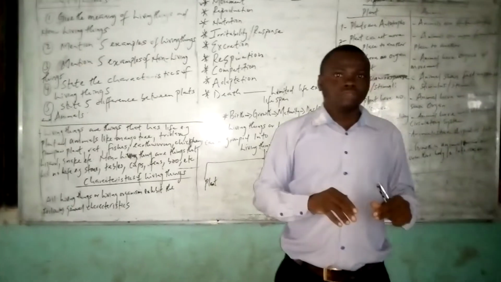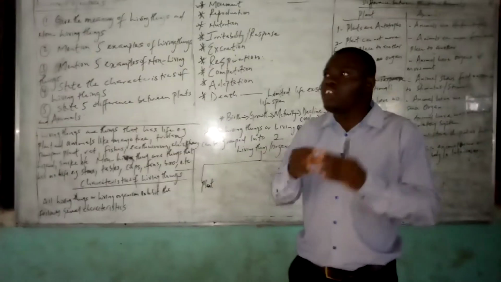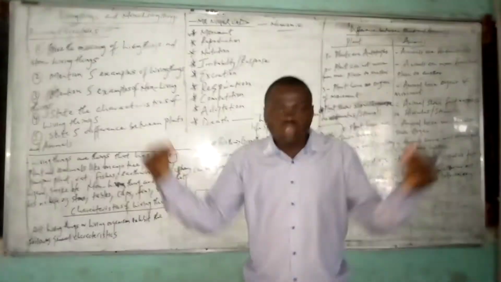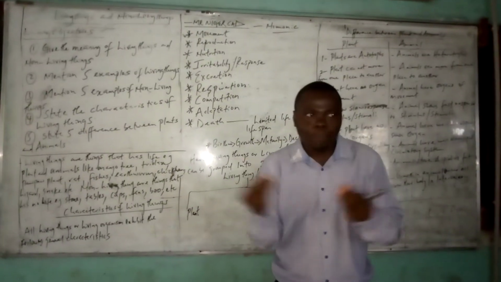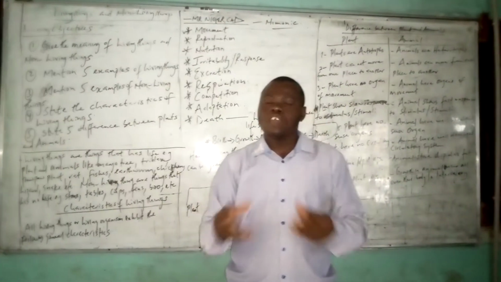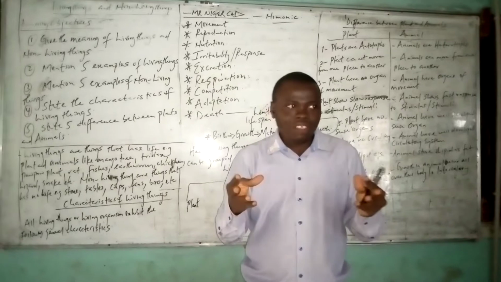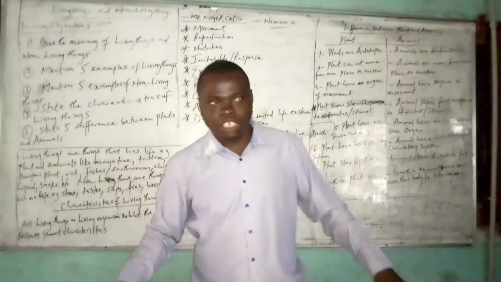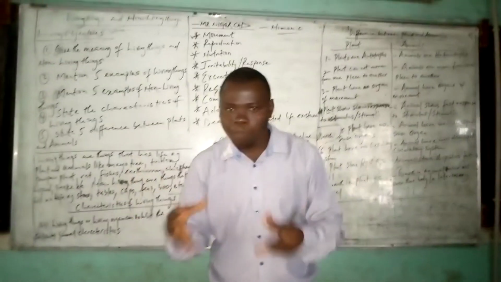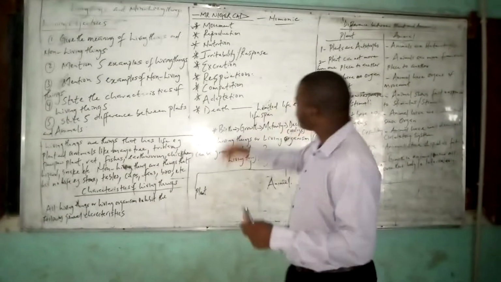Competition. Competition is the ability of organisms to struggle for survival, or to compete for limited space, food, shelter, and health criteria. Before you can say that an organism is a living organism, it must be able to compete for these materials. Adaptation.